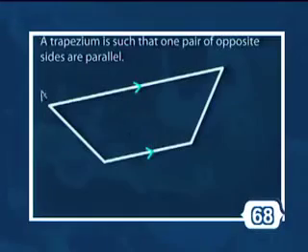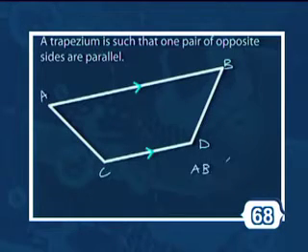The trapezium is a really special shape because only one pair of opposite sides are parallel. So in this trapezium, if we have A, B, C, D, only AB will be parallel to CD. So guys, those are the properties of all the quadrilaterals that you need to be familiar with. Make sure you understand each of them and that you know when to apply which property.